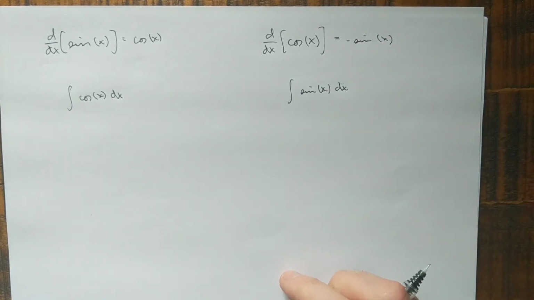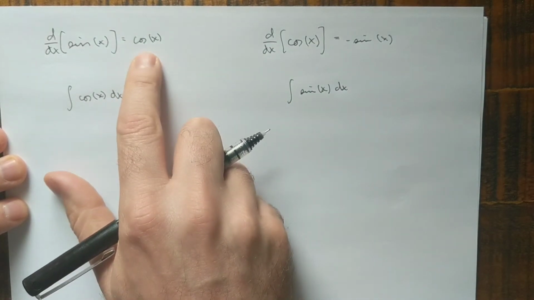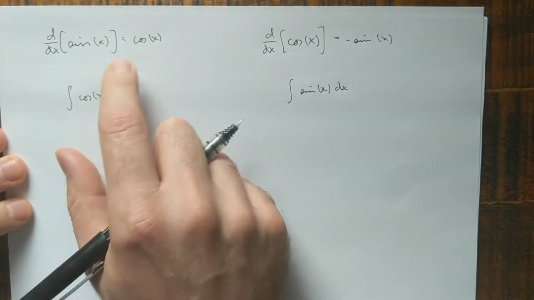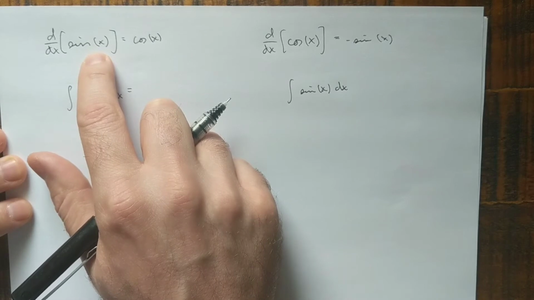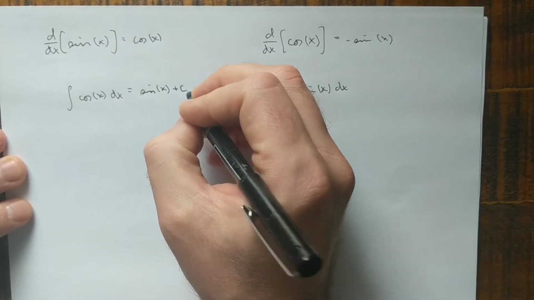So remember, the antiderivative of cosine is going to be a function whose derivative is cosine. So what function is that? This is telling us exactly what that is. It is sine of x. But we do plus c.